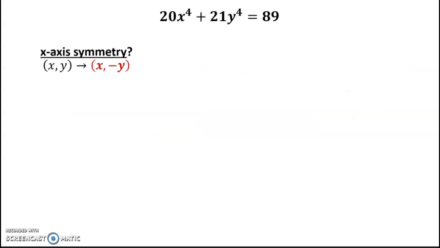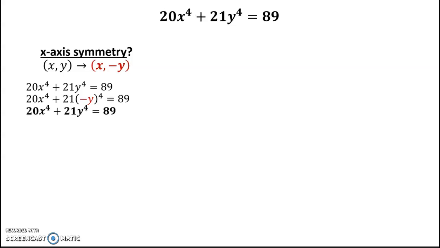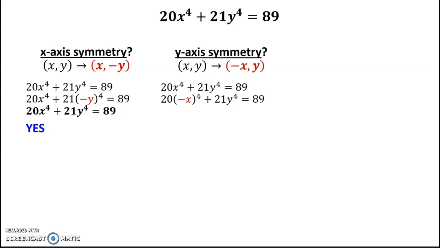For x-axis symmetry, again, we're going to replace the y with a negative y. When we raise a negative value to an even power, we get a positive answer. So we got our original guy back, and that's a yes. For y-axis symmetry, we replace the x with a negative x. When we raise a negative thing to an even power, we get a positive, and we got our original guy back.